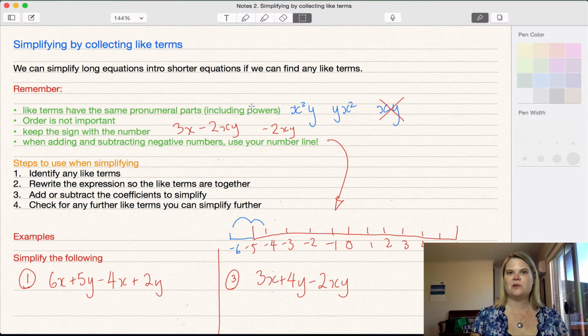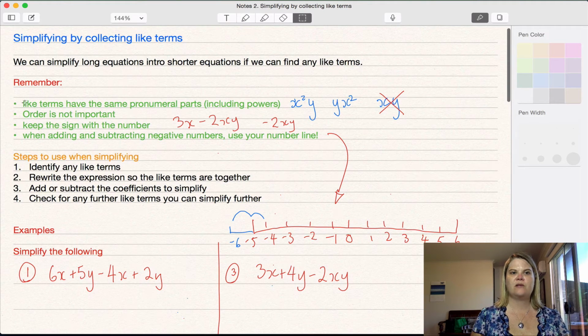Hello and welcome to our video on simplifying by collecting like terms. We can simplify really long equations into shorter equations if we can find any like terms. Remember from our previous videos that like terms have the same pronumeral parts, including powers.